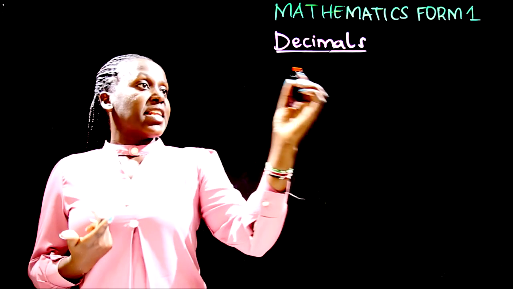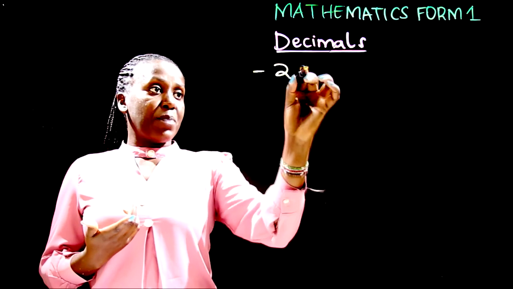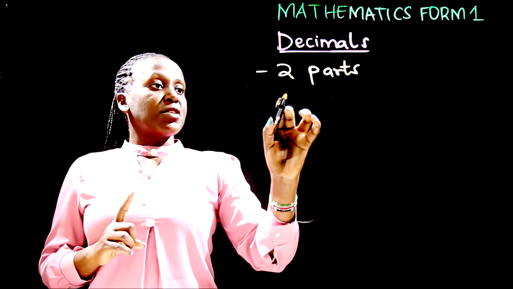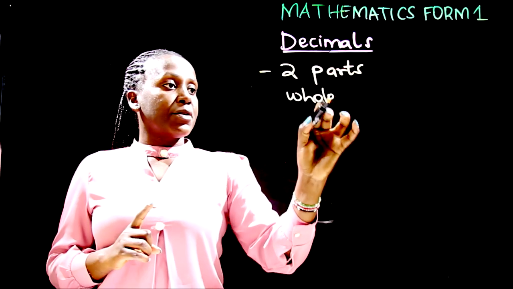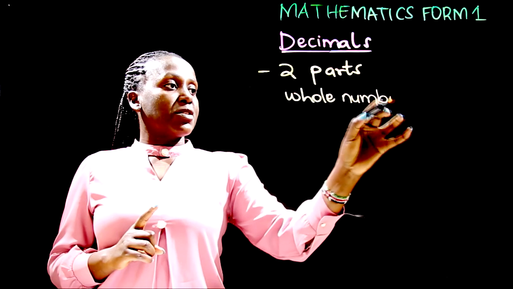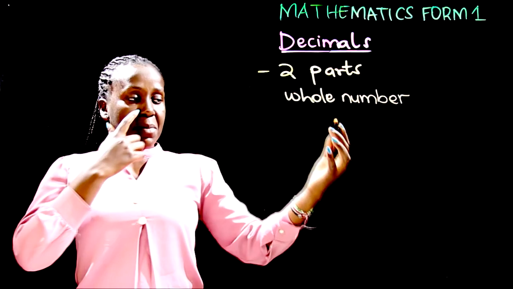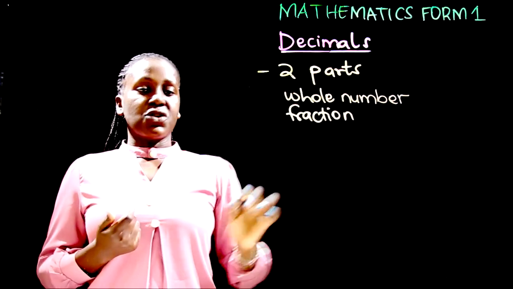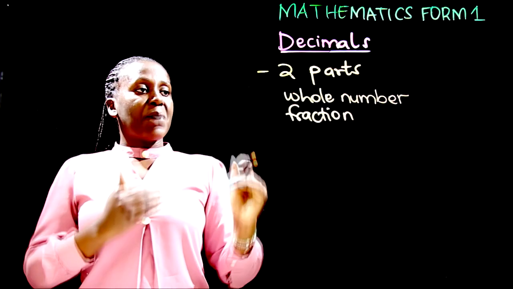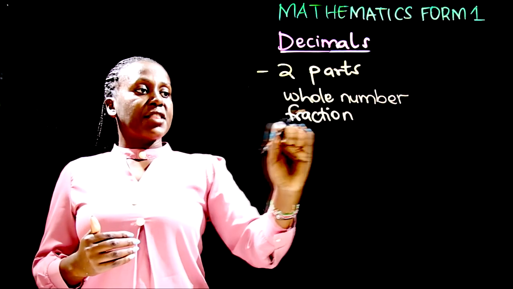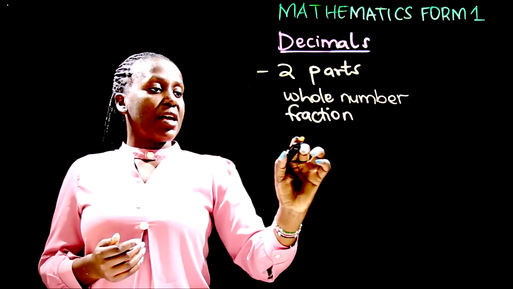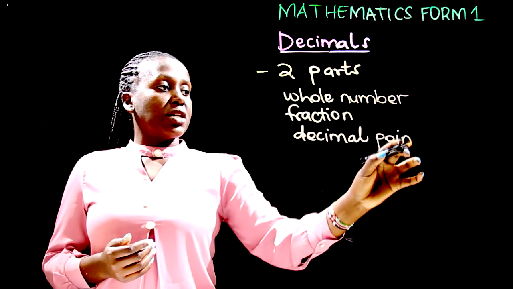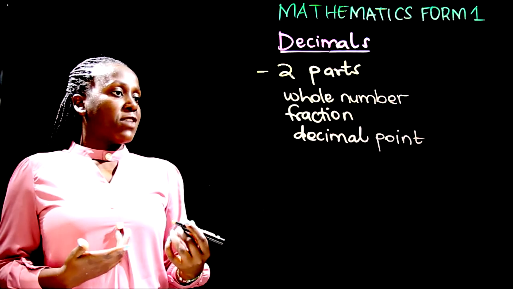A decimal is a number that has two parts. One of the parts represents a whole number, and the other part represents a fraction. Then the two parts, that is the whole number part and the fractional part, are separated by a decimal point. So what is an example of a decimal?